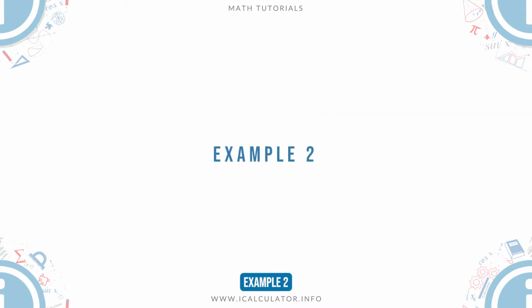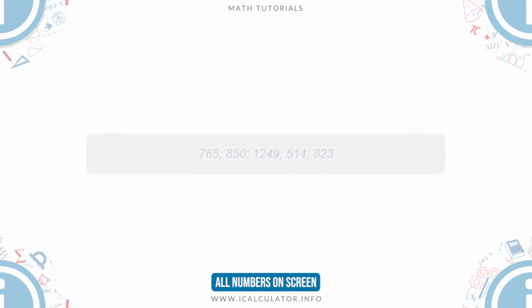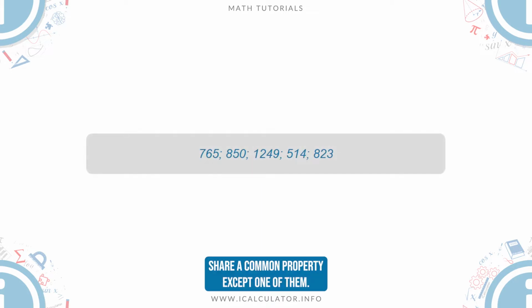Example 2. All numbers on screen share a common property except one of them. Identify this number and the common property of the others.